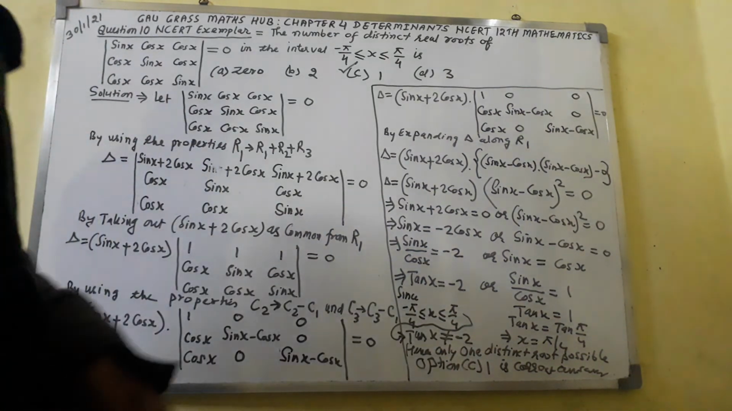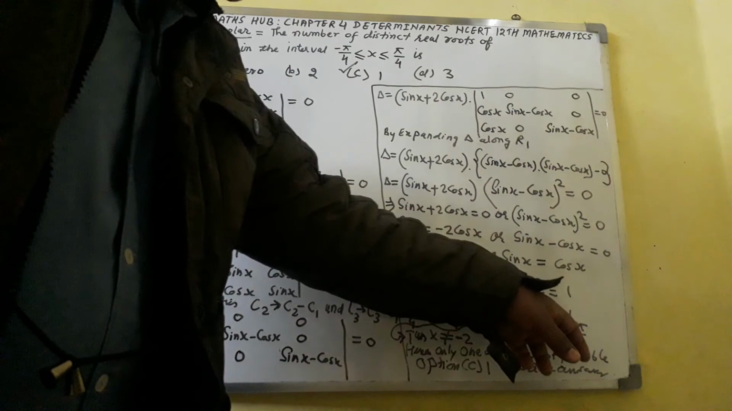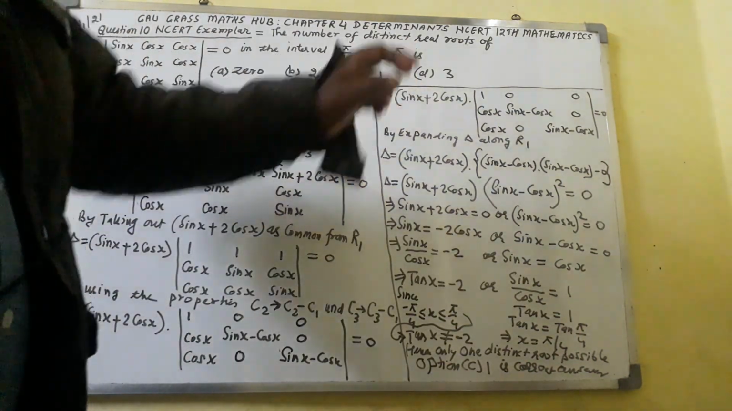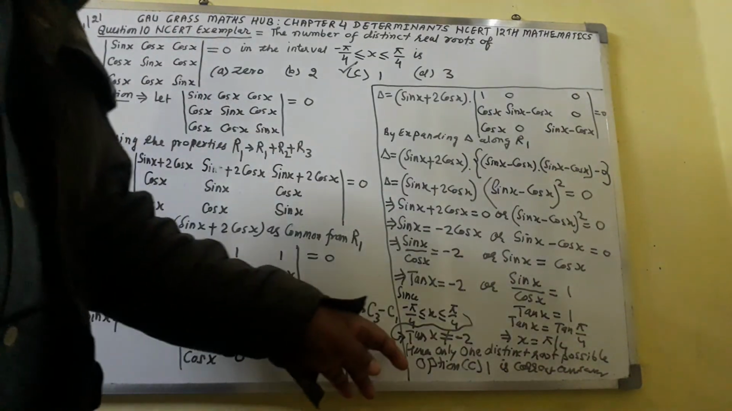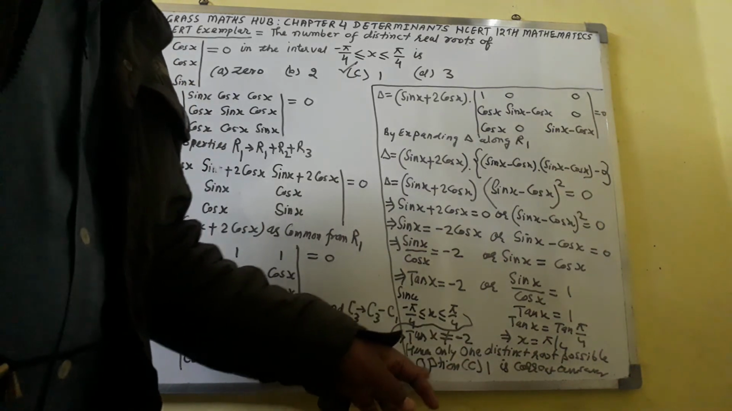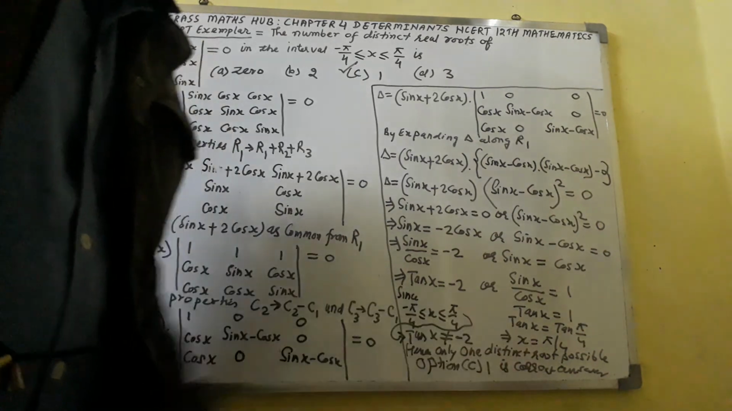That's why here tan x is equal to 1 you have got, from here tan pi by 4 comes out to be 1. So that's why here only one distinct root is possible. Hence option C, 1, is the correct answer.